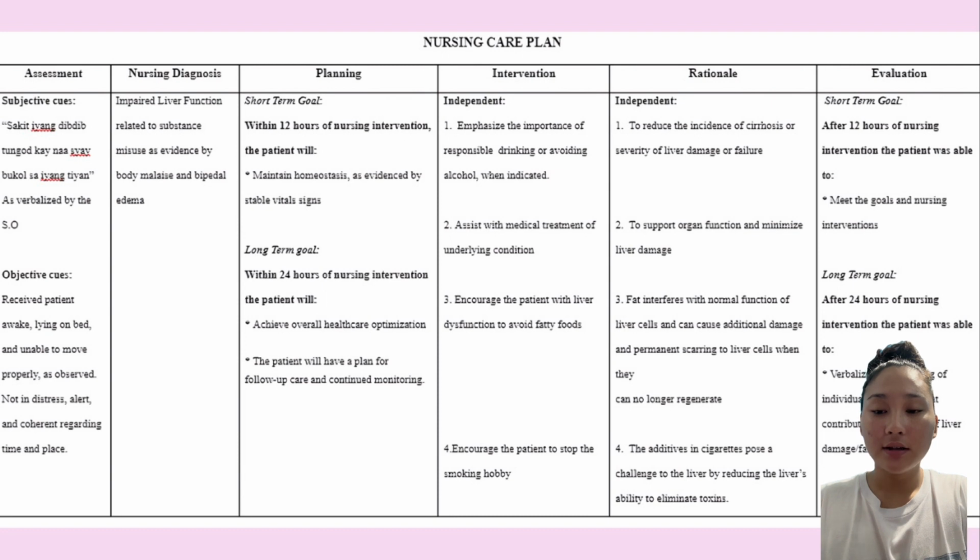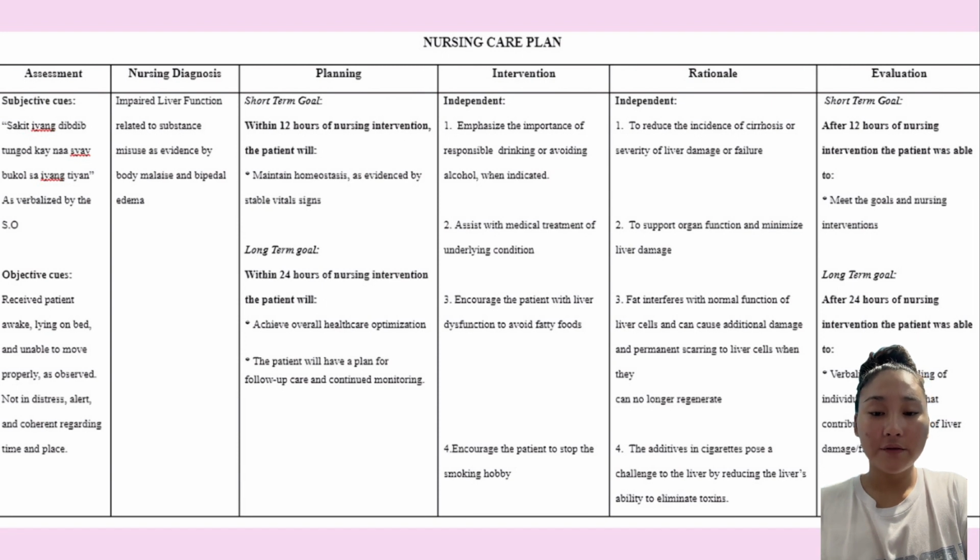For the nursing diagnosis: impaired liver function related to substance misuse as evidenced by body malaise and bipedal edema. For the planning, short-term goal: within 12 hours of nursing intervention, the patient will maintain homeostasis as evidenced by stable vital signs. For the long-term goal: within 24 hours of intervention, the patient will achieve overall healthcare optimization, and the patient will have a plan for follow-up care and continued monitoring.